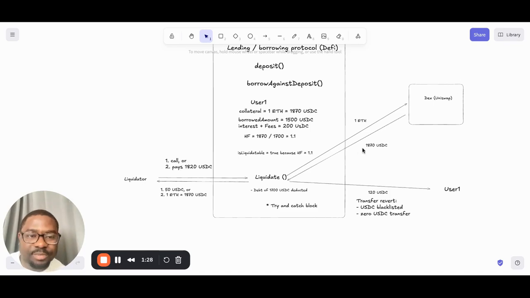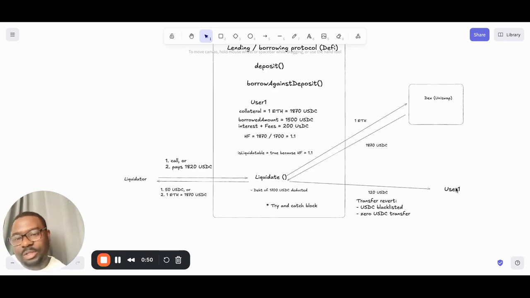You get 1,870 USDC. Now, when you get that, you send 50 USDC, for example, to the liquidator. That is a reward for helping you to call the liquidate function immediately. Then you take 1,700 USDC that the person is owing the protocol. Then the 120 USDC left is transferred to the user, right?